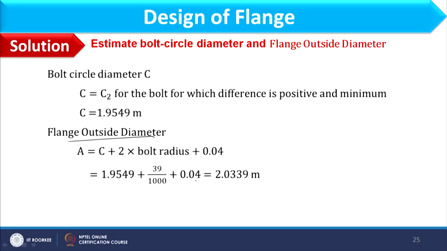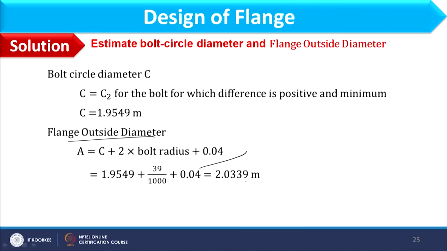And then 0.04, why is this 0.04? Because it is given that the gap between the outer diameter of the bolt circle and the outer edge of the flange is 20 mm. So in that case, we are considering 40 mm, because both sides I have to consider to calculate the diameter. Therefore, 40 mm is added over here. So, the total flange outside diameter comes as 2.0339 meter.